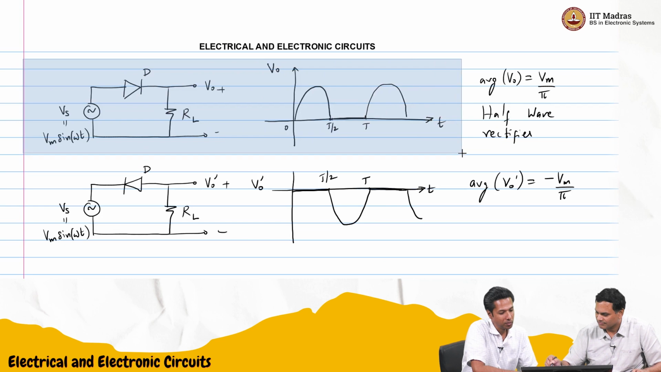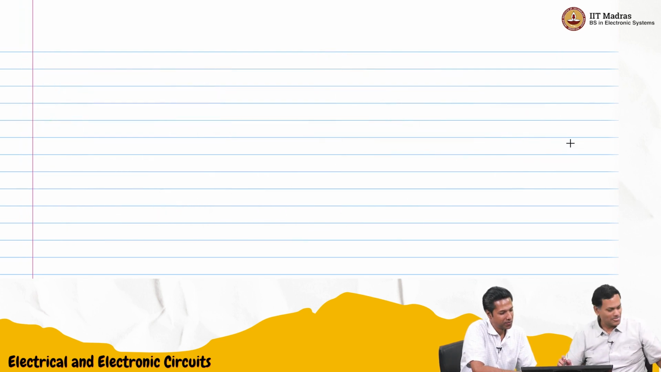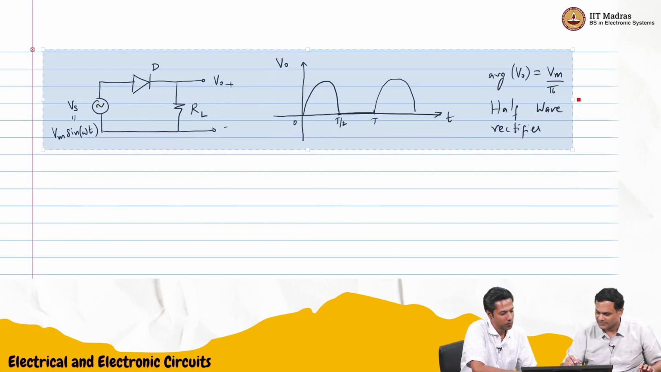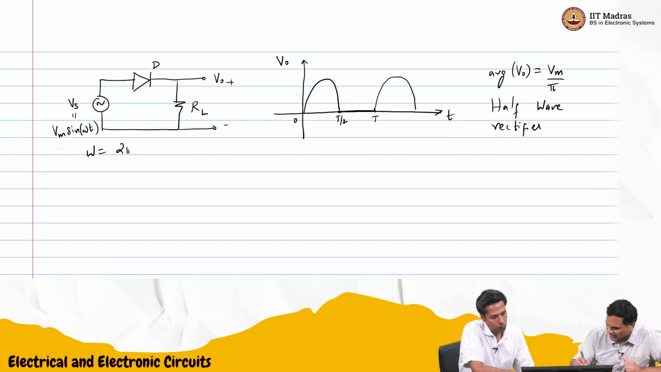Here we have to fill between two bumps. Correct, exactly. So I'll take this. One thing I noticed: Vs had the original sinusoid, sin omega t, and omega is 2 pi by T, capital T.